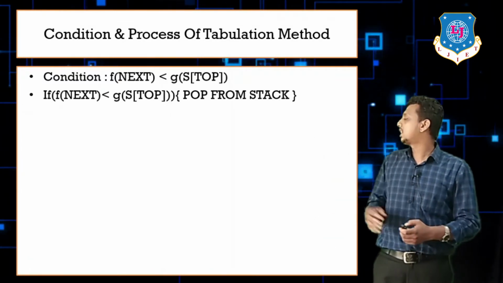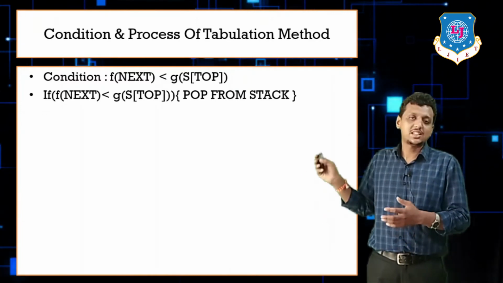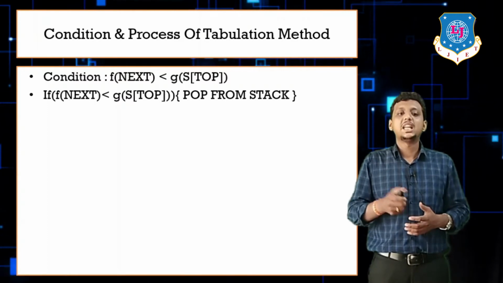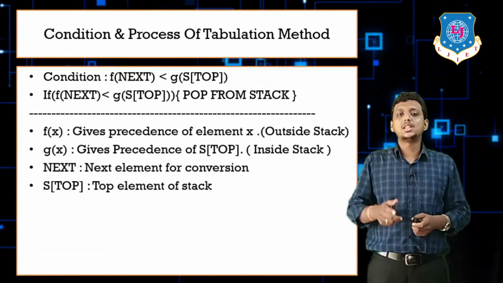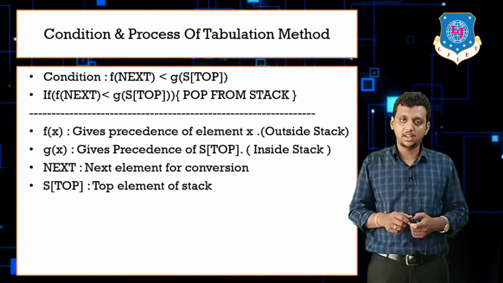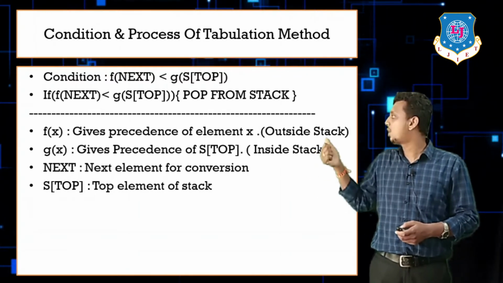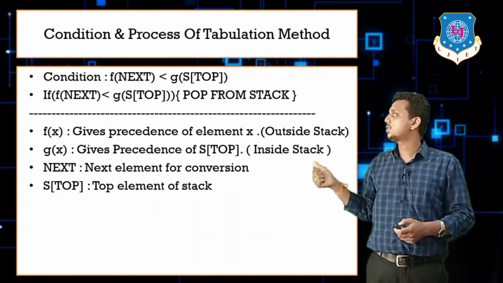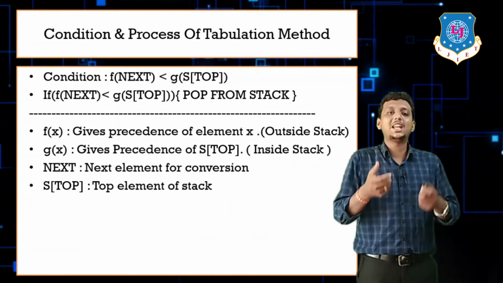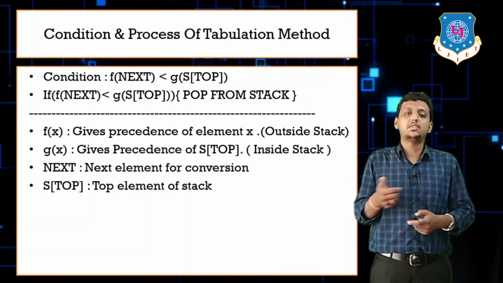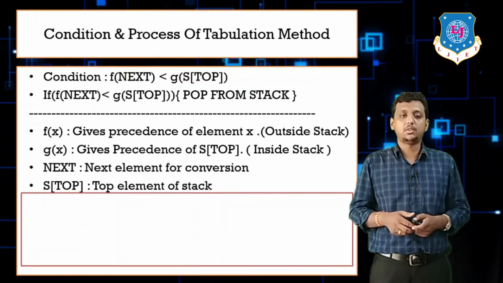So here the condition is: if f of next is less than g of s of top, then you need to do a pop operation. Else, you just need to apply a push. Here f of x represents the precedence of x outside the stack. g of s of top represents the precedence of the element inside the stack. Next is the next element for the conversion, and s of top is the topmost element of the stack.